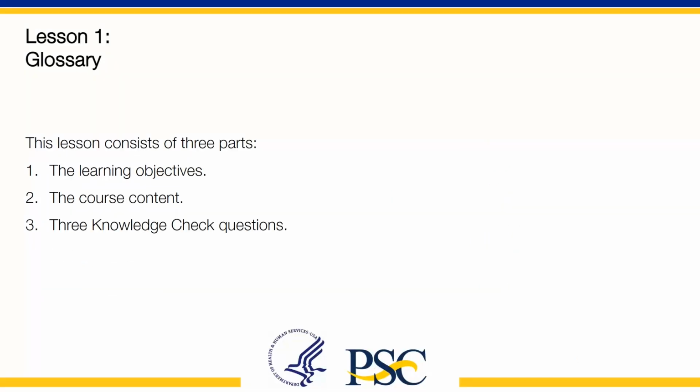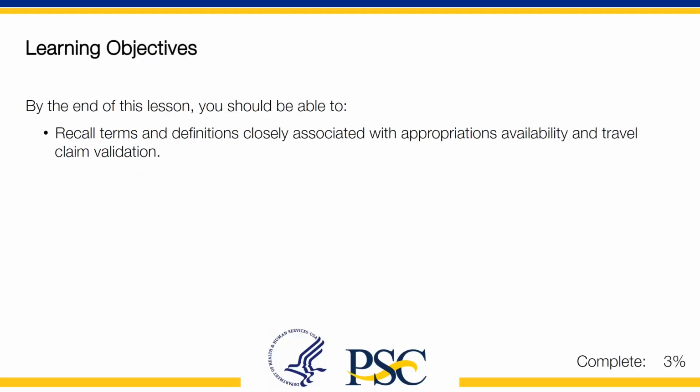Lesson 1, Glossary. This lesson consists of 3 parts: the learning objectives, the course content, and 3 knowledge check questions. By the end of this lesson, you should be able to recall terms and definitions closely associated with appropriations availability and travel claim validation.